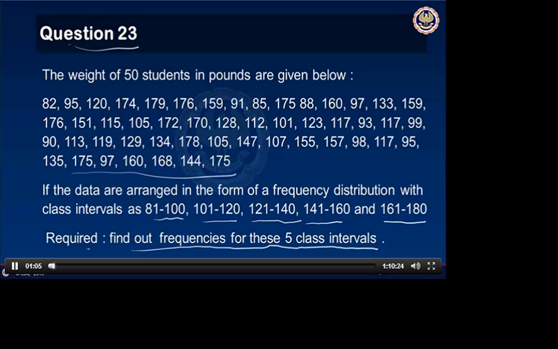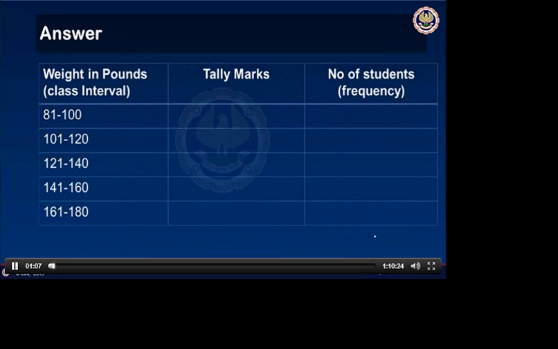So let's answer it. So we will look at this answer now. What we'll do, we will try to find out how many students are there between 81 to 100. And when we look at it, we'll just put tally marks. If you look at the tally marks, we'll get almost 12 entries in this. So there are 12 data entries which are falling in this. So altogether, there are 12 students who are coming in this class interval.